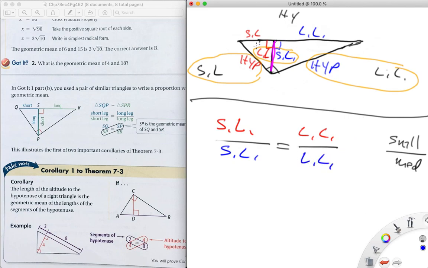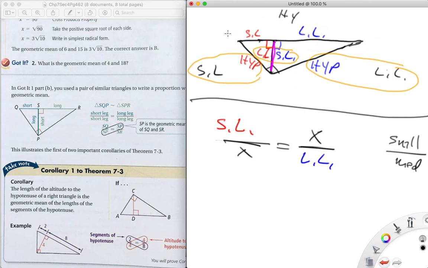But remember, these guys are the same, so I can just put my x's here. These two guys are always going to be the same. And it's this guy right here. These two guys are always going to be the same.